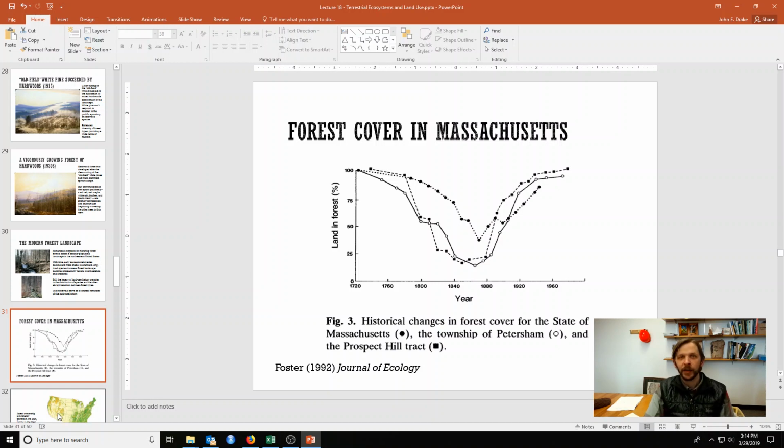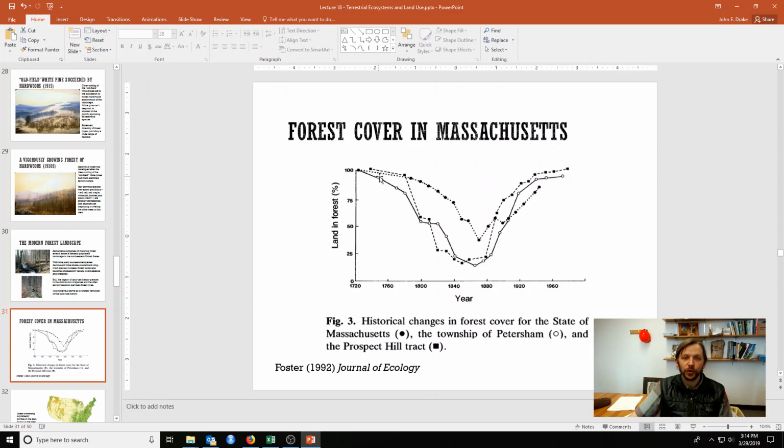This is data from a paper by Daniel Foster that focuses on central Massachusetts, particularly this site in Petersham where Harvard Forest currently is. But it reflects a regional process that is also at play in New York. And we can see this is the estimation of the percent land cover for a couple of different places. Massachusetts as a whole, the town of Petersham here in these open symbols where those Harvard Forest dioramas come from, and then one particular forest in Petersham.